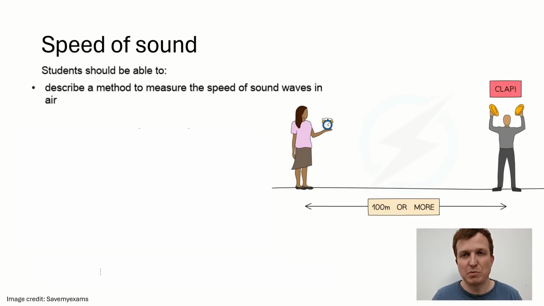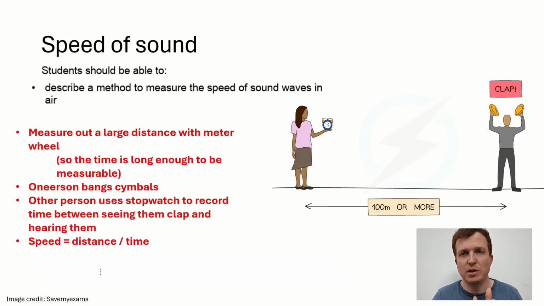But basically if you have someone clapping something very loud, or a starter pistol, something that's very loud, you measure out a really large distance, about 100 meters or more, so the time taken is long enough to be measurable and doesn't get affected by reaction time. One person bangs the cymbals together, another person uses a stopwatch to record. They time between them seeing the cymbals crash together and them hearing the sound, and then they divide the distance between them and the big noise by the time they've just measured, and you find the speed of sound.